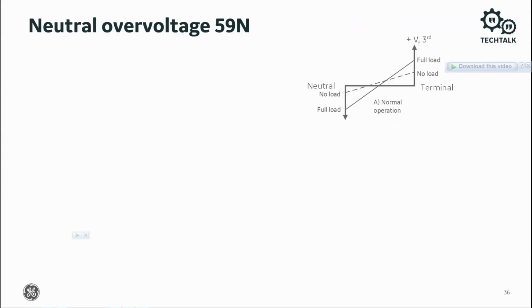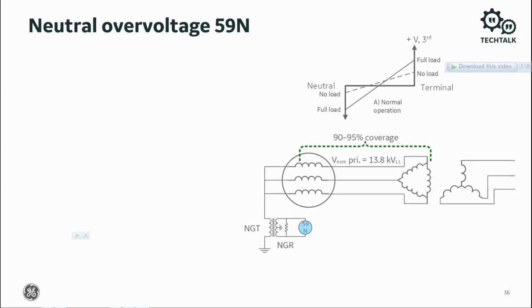As mentioned, to complete the ground coverage picture, we need an element for mid-range, normal operation, as seen in the graph where third harmonic is small. If we use a fundamental frequency, neutral overvoltage 59N element, connected across the neutral grounding resistor in impedance grounded generators, we can get 90 to 95% stator coverage.